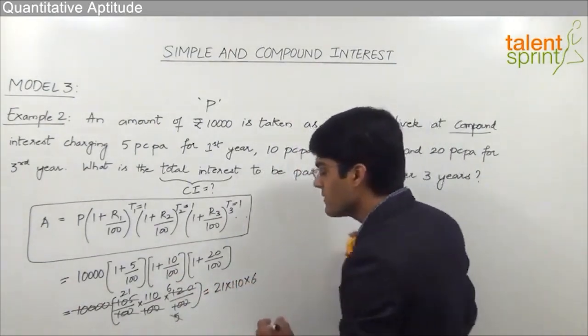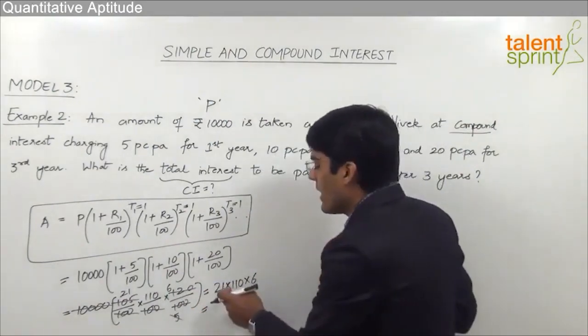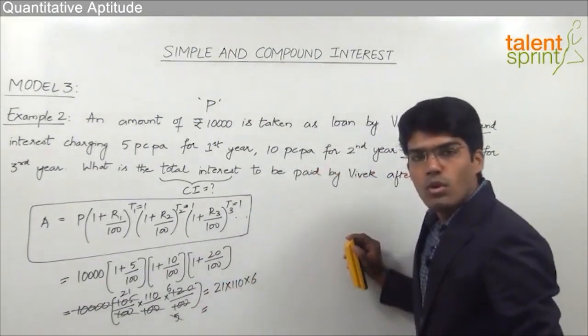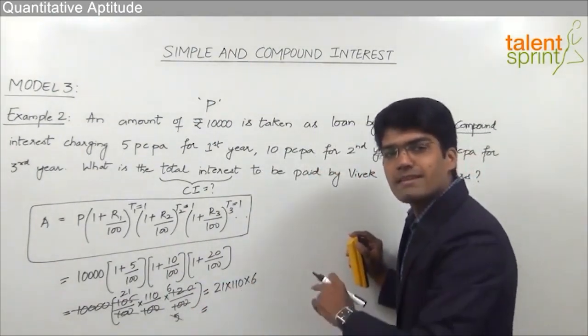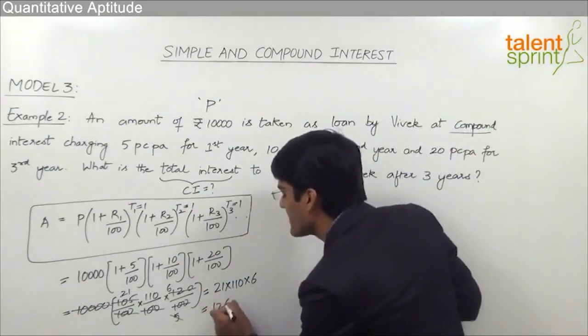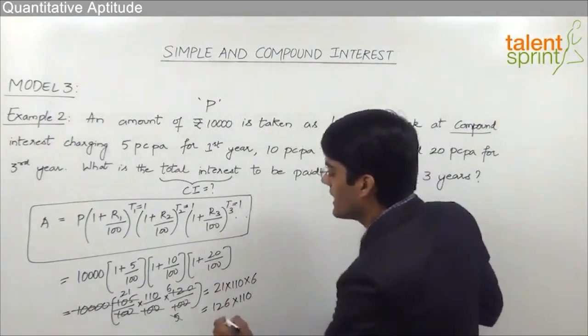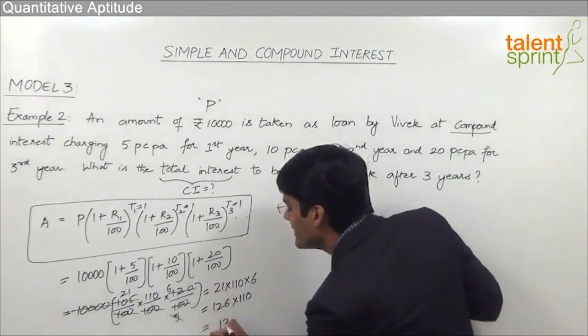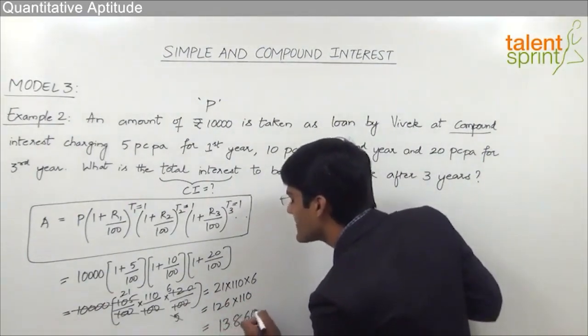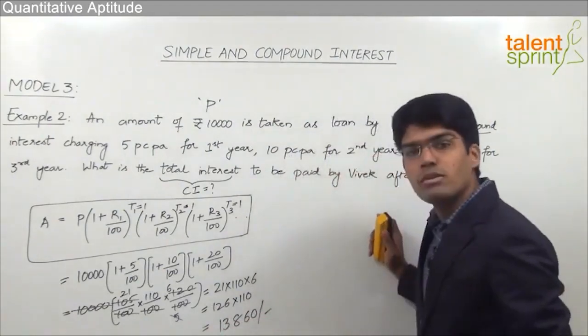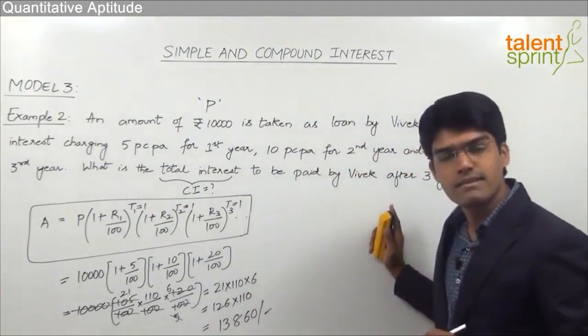So by simplifying this, we can get the total amount. 21 into 6 is equal to 126. 126 into 110. So by multiplying 126 with 110, we get the answer as 13,860. So we can say that the total amount that has to be paid at the end of 3 years is 13,860.